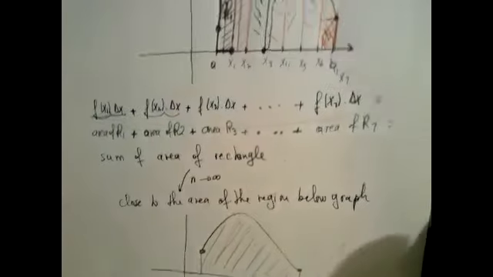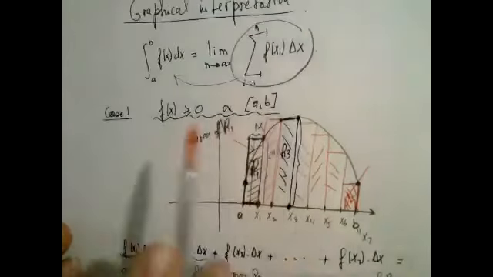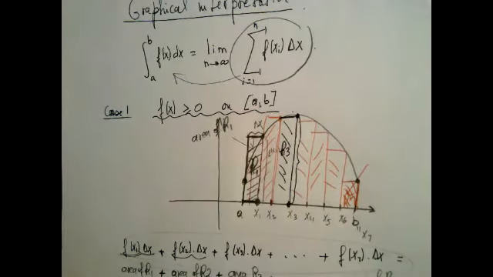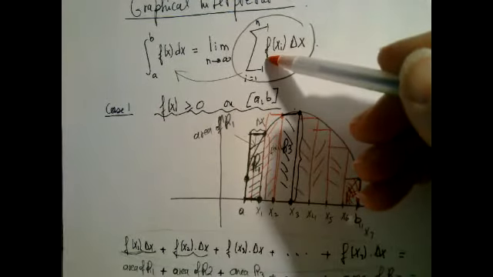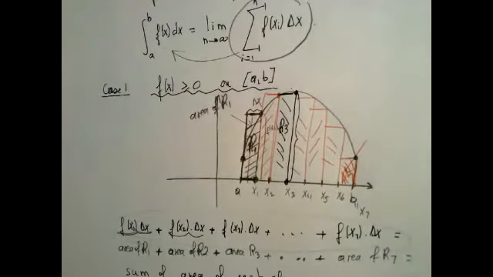Now, case 2. What if my function is sometimes positive and sometimes negative? What will those Riemann sums represent? Therefore, what does the integral represent? Any idea? Any idea what happens when the function takes positive values sometimes and negative values sometimes?